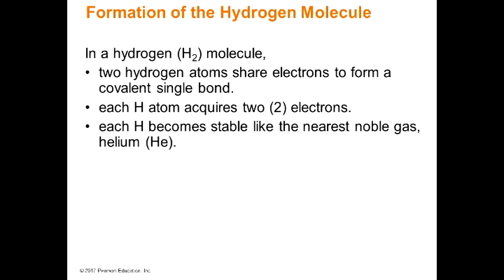Here, an example: hydrogen is diatomic. It exists in its natural state as a diatomic molecule. Two hydrogen atoms share electrons to form a covalent single bond. That's what it does. It shares 2 electrons, and it's very happy in that electronic configuration. Each hydrogen becomes stable like the nearest noble gas, helium.